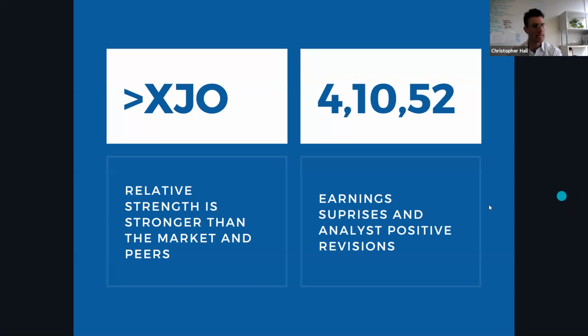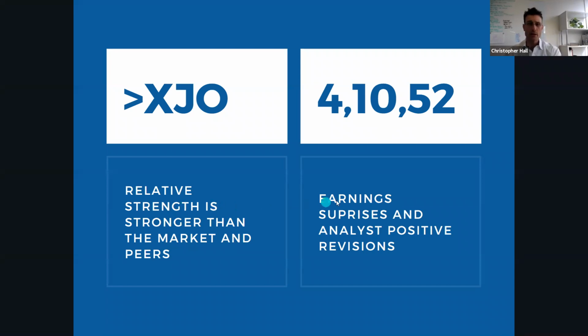Other ones that we want to see are outperforming the market. So the XJO is the ASX 200, the top 200 companies, S&P. If the company we're looking for is outperforming, then it's a leader. If it's underperforming this index, then it's a laggard, so it's below the rest of the market. And that's relative strength. We want the relative strength of the companies that we're looking at to be stronger than the market and their peers within the same industry group.